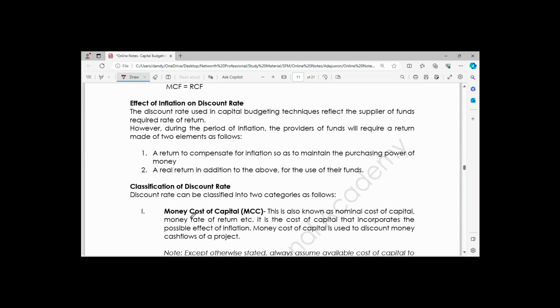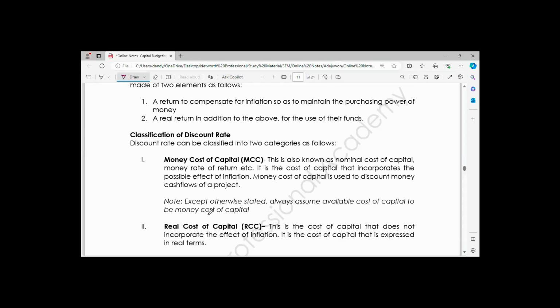The real cost of capital is the one that does not include the possible effect of inflation. I repeat, the real cost of capital is the cost of capital that does not include the possible effect of inflation. It is the cost of capital that is stated in real terms.